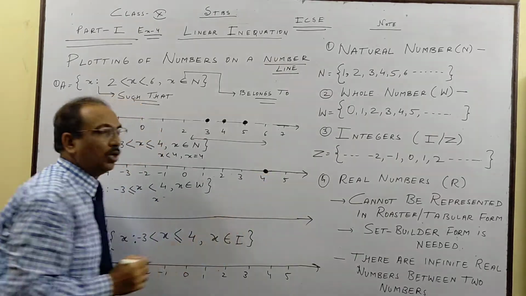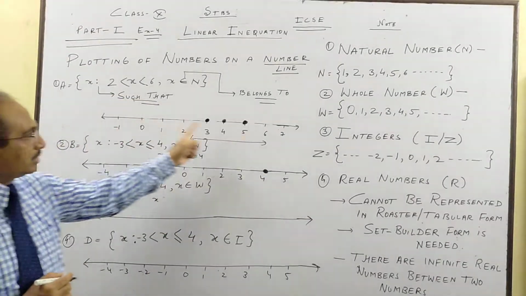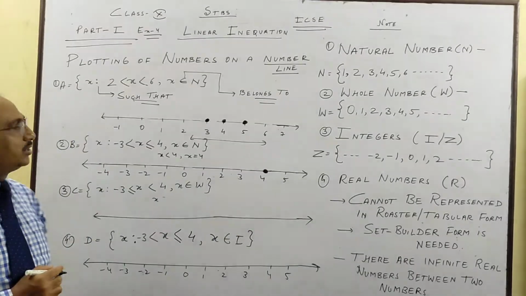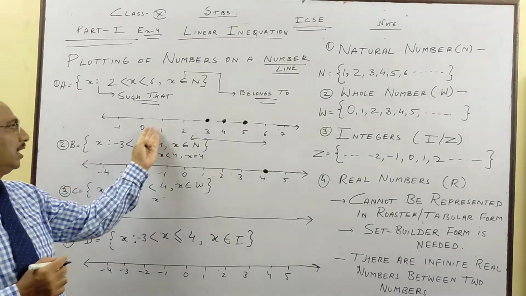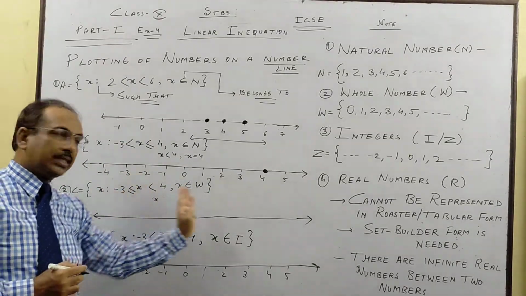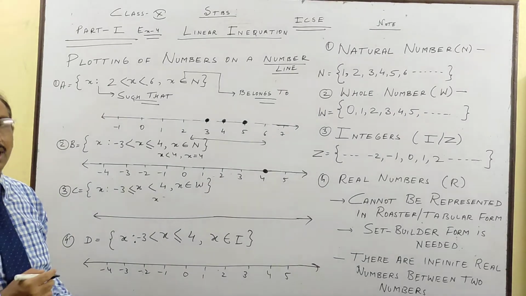So boys, when you draw a number line, on both sides you take an arrow. It goes from negative infinity to positive infinity. And the rule says that you take one extra. Here I have taken one extra. At least one extra you will have on both the sides. So I'll explain it in the other example.